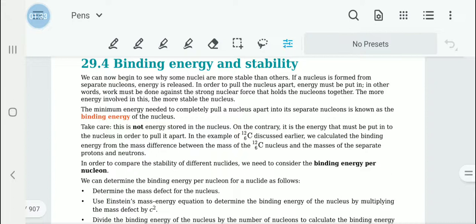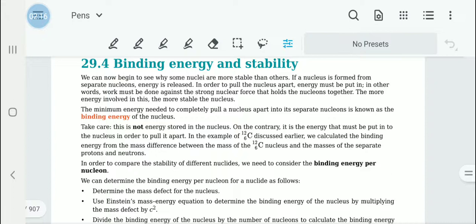The minimum amount of energy that is required to completely pull a nucleus apart, to separate all the neutrons and protons individually, is known as the binding energy of the nucleus. This is not the energy that is stored in the nucleus. It is the energy that we have to give, or the work done, to pull apart the nucleus.